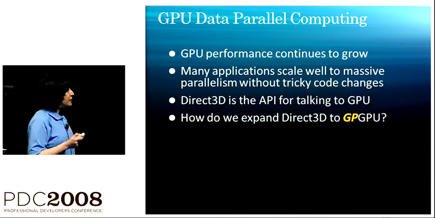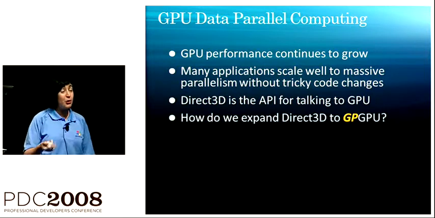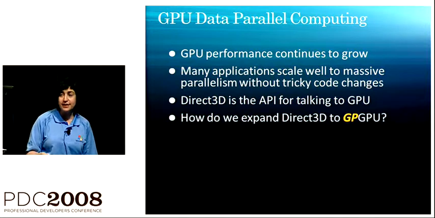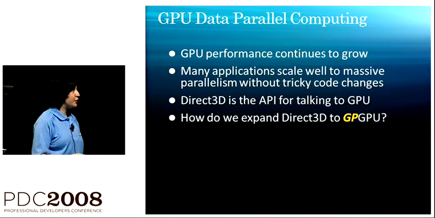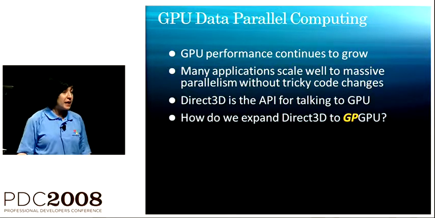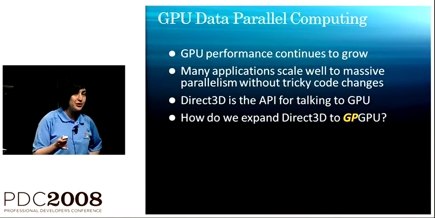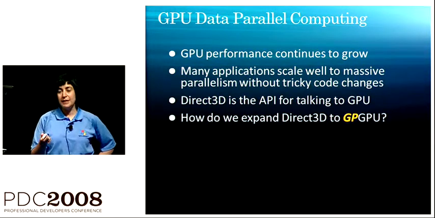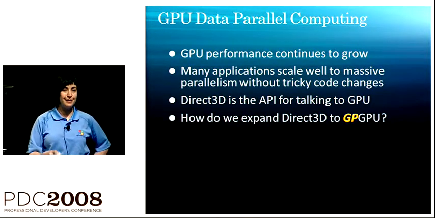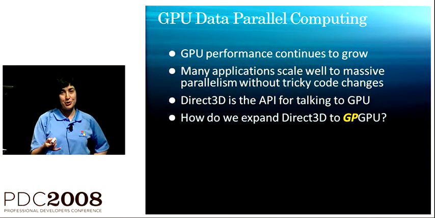So there are lots of applications that scale well to these very large parallelism changes, but without requiring tricky code changes. And since Direct3D is the API for talking to the GPU, it makes sense for us to think about how we can expand Direct3D to expand the kinds of computations that we could do. Now, the stuff I'm going to talk about here, you could actually do before. It was just tougher. You could still get at a lot of this parallelism, but you had to draw a triangle at the end. And so it wasn't as natural as it could be.